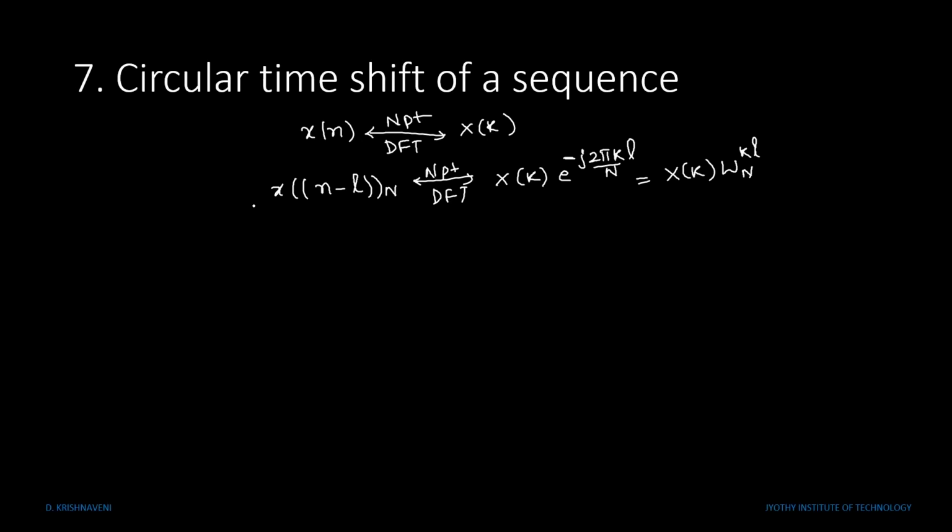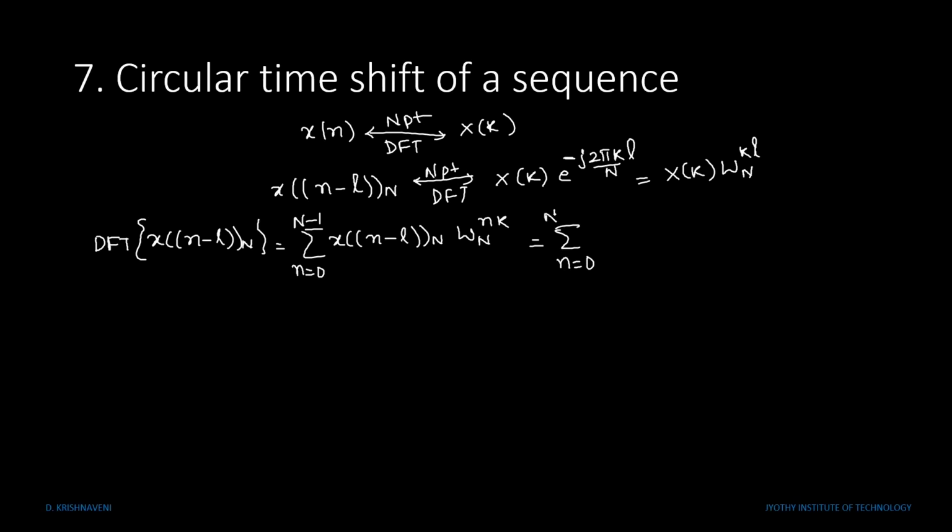Now here what we do is that we take the DFT of x of n minus l modulo N. So DFT of x of n minus l modulo N, we substitute this in the formula of DFT, that is summation n is equal to 0 to N minus 1 x of n minus l modulo N W N to the power of nk. Now, x of n minus l modulo N can be written as x of n minus l plus capital N, W N to the power of nk.